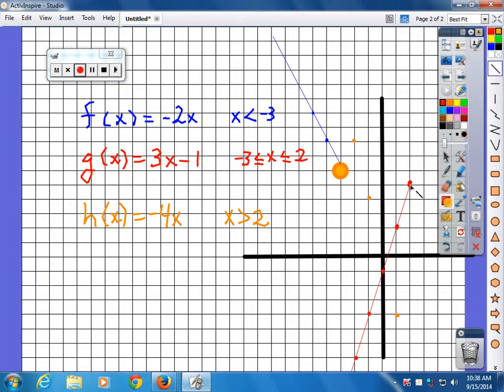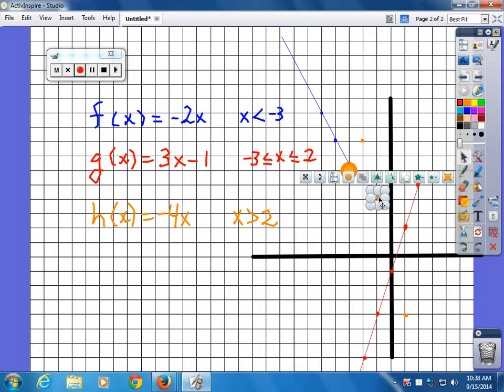So that's that. And then x is greater than 2. It's going to be hard to show that because here's 2. It'd be down here and it'd go on down, and it'd have an open circle on the orange. And that's a piecewise function. Y'all got it? Any questions on that? On the test, you can have 3 different equations like that. There'll be 2 or 3.